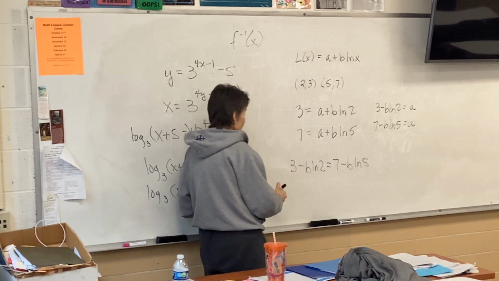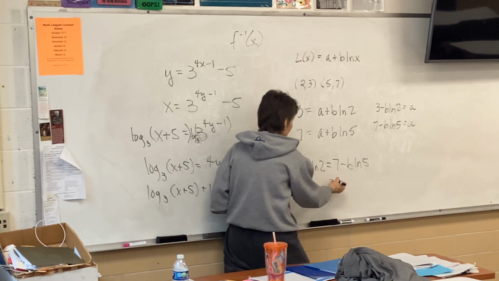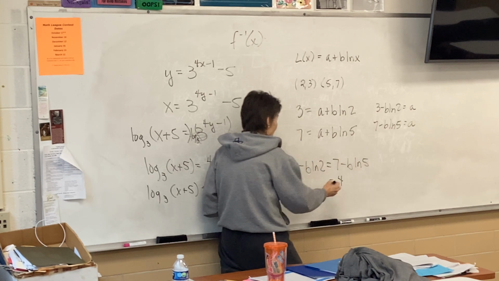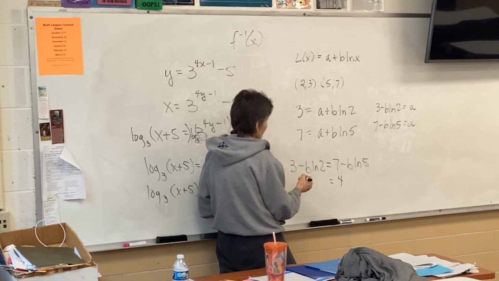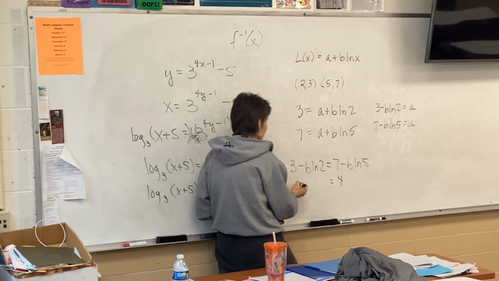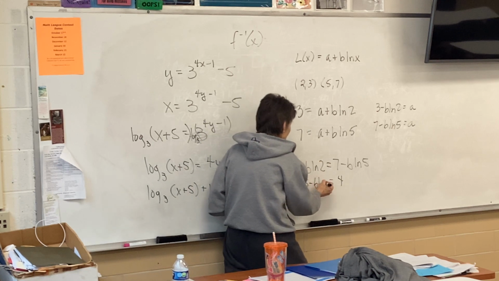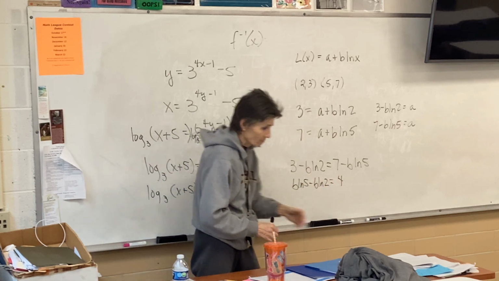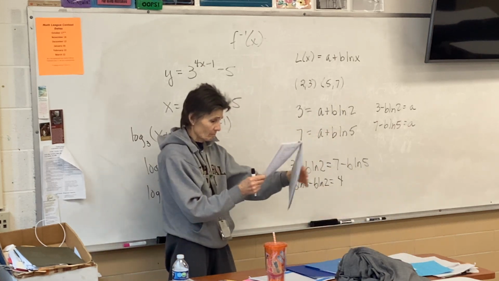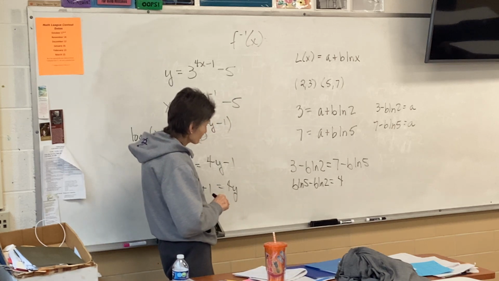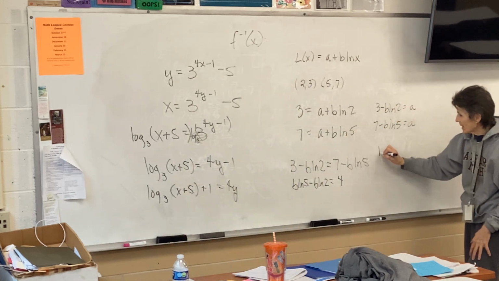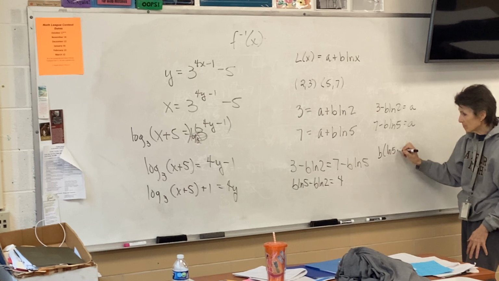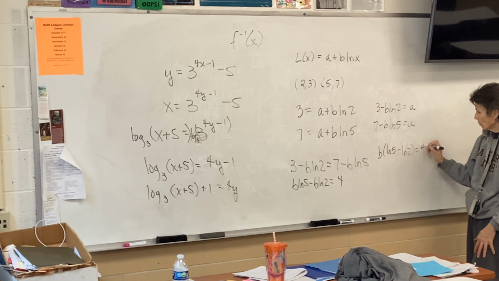We're just going to get that variable by itself. So let's do some rearranging. Move the 3 over here. So if I subtract the 3 over to here, that's going to be a 4. And if I add my B ln 5 over here, I'm going to have B ln 5 minus B ln 2. Okay? Now let's pull out that B. So I have B times (ln 5 minus ln 2) equals 4.